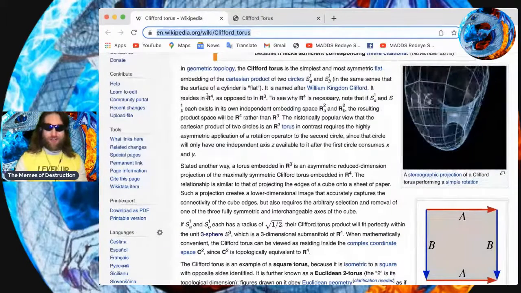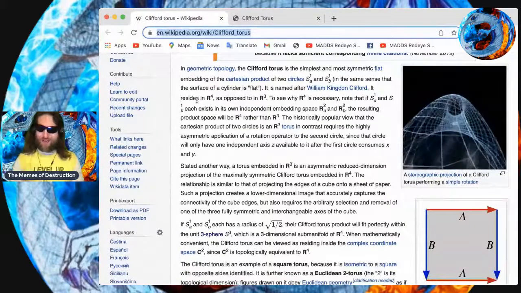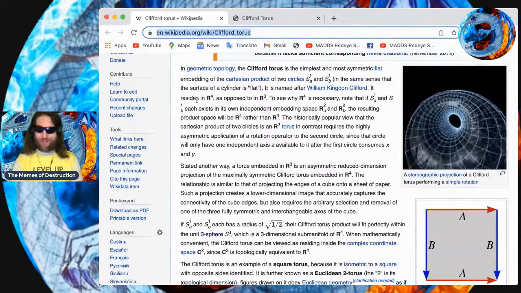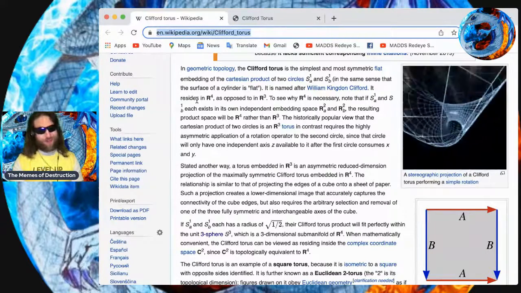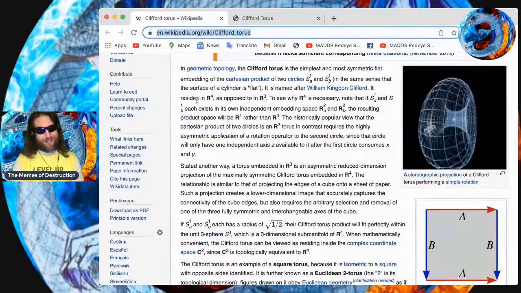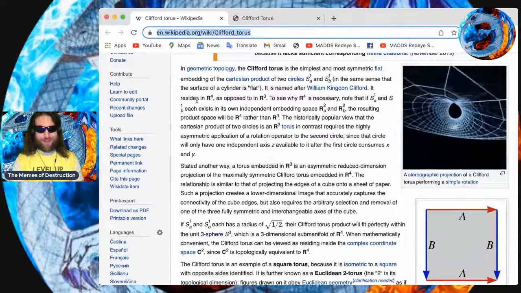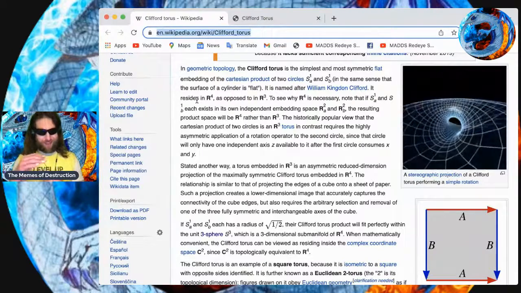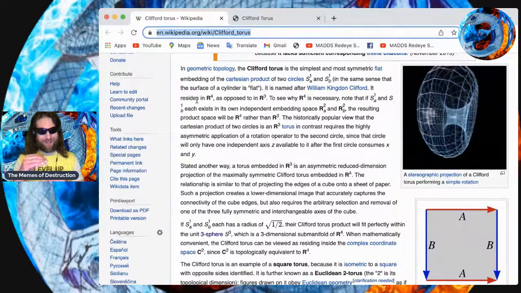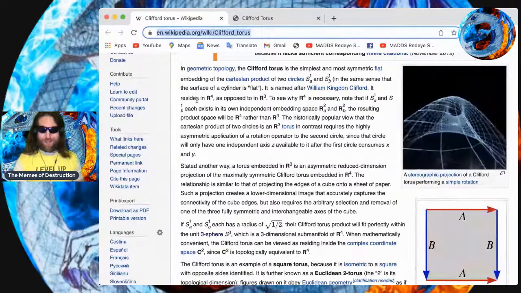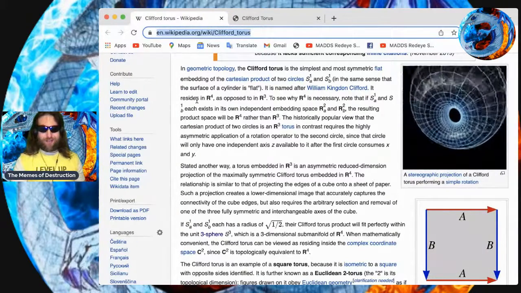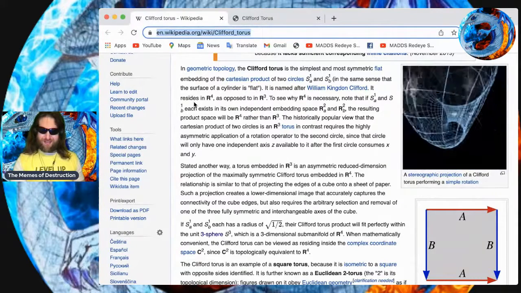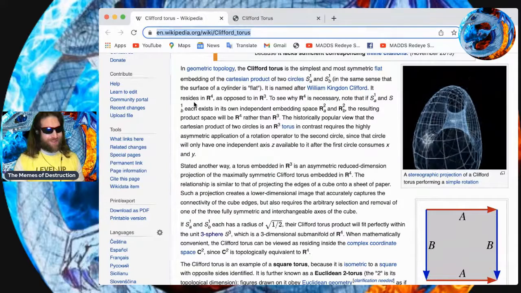In geometric topology, the Clifford Torus is the simplest and most symmetric flat embedding of the Cartesian product of two circles, S1 over A and S1 over B, in the same sense that the surface of a cylinder is flat. So basically, you got a can, except this can is a donut. It's named after William Kingdon Clifford. It resides in R4. Oh, is there like a four-dimensional equivalent?